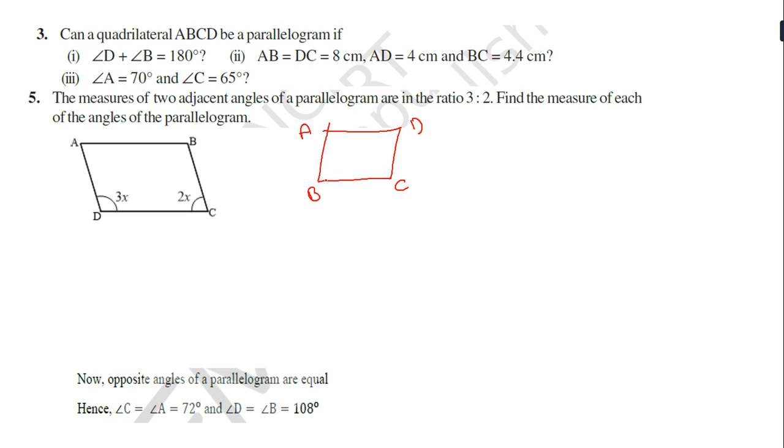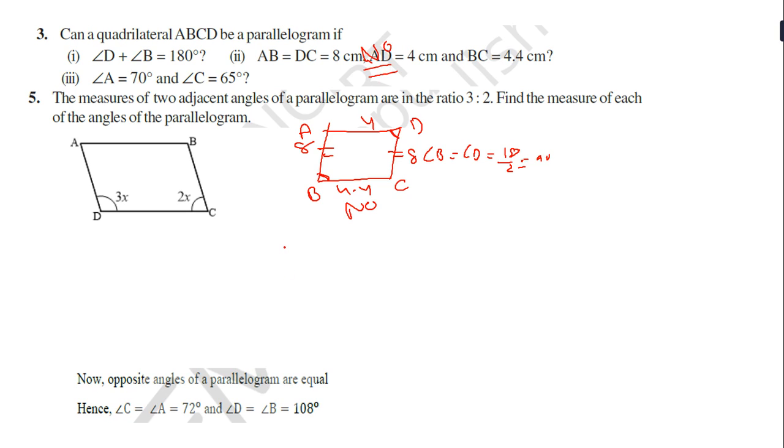Now B plus D. In a parallelogram, according to the parallelogram property, B is equal to D. So sum is 180, so 180 divided by 2, that is 90. So we cannot calculate anything. AB and CD 8, 8. And AD is equal to 4, BC 4.4. So we can say no, that is not possible.